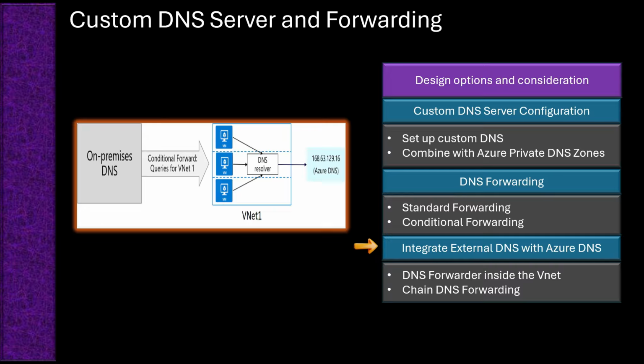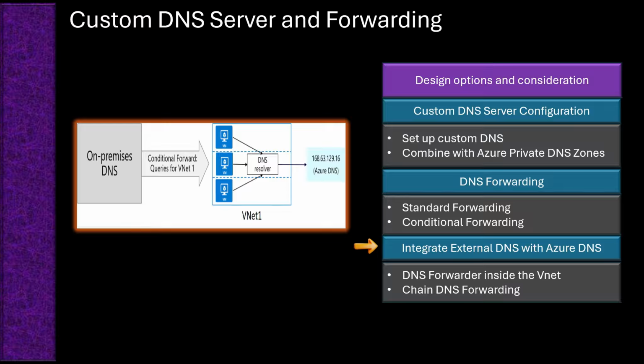If your DNS server is located outside of Azure, such as on-premises, it won't be able to directly query Azure DNS at 168.63.129.16, which is an internal Azure IP that's not accessible externally. In this case, you can set up a DNS forwarder inside the VNet, or you can deploy a DNS resolver within your Azure VNet as well.